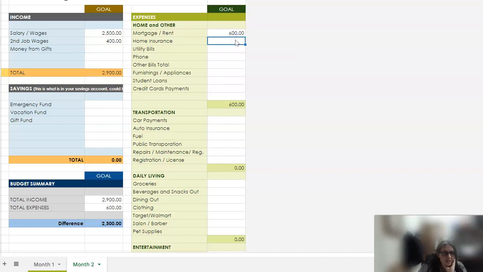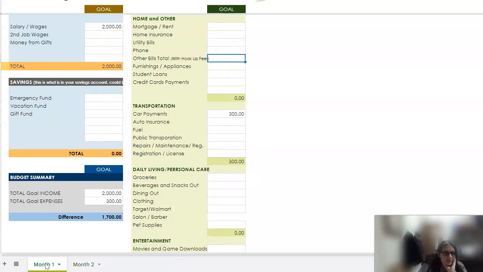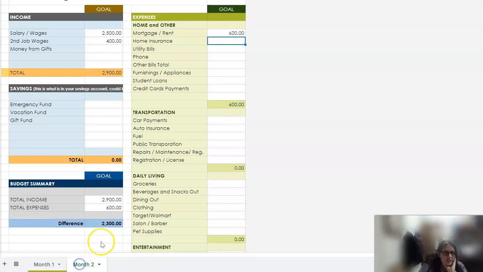Home insurance. Oh, did I not switch that? Oh, yeah. Your home insurance and your auto insurance should actually be combined. So for later, but just put the 15 on here. When you pay later, it's combined. It doesn't matter. Utility bills will stay the same.